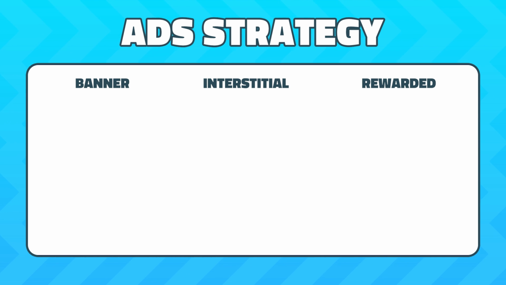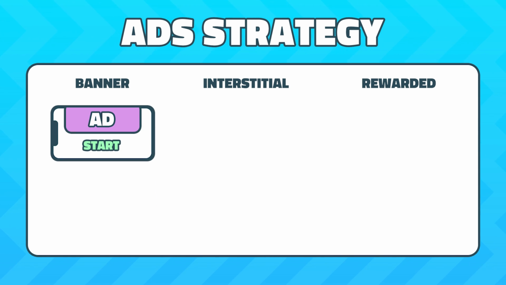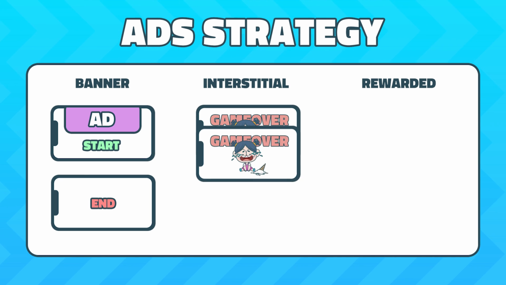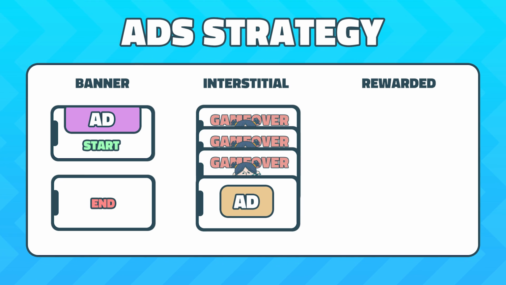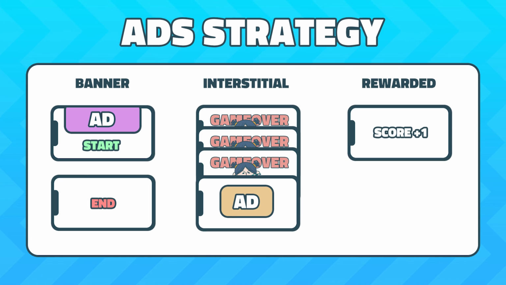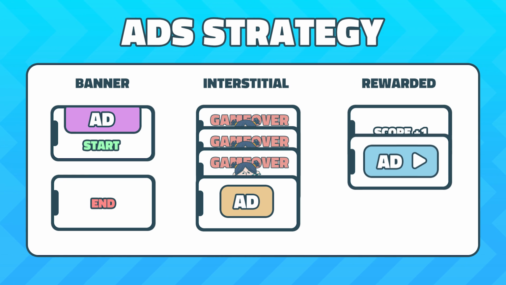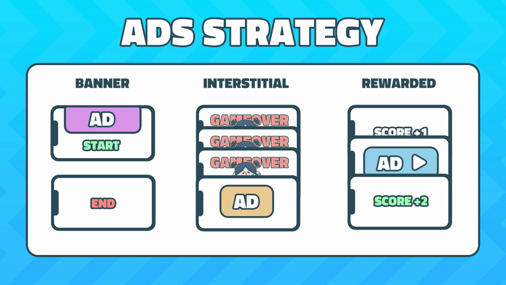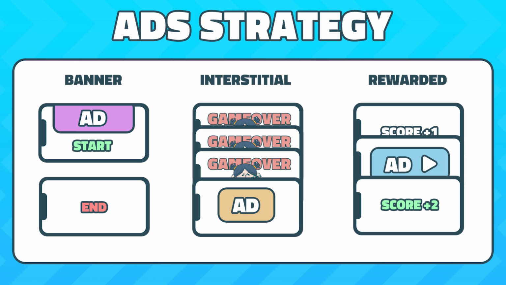In our ad strategy, we would like to show the banner ad at the start of the screen and hide it at the end of the screen. We'll show the interstitial ad after every 3 games played. And for the rewarded ad, we will show the rewarded ad when the multiplier button is pressed. And after the ad is completed, the incrementation of score will be by 2 instead of 1 for the next game only. So that is our ad strategy. And let's start the implementation process.